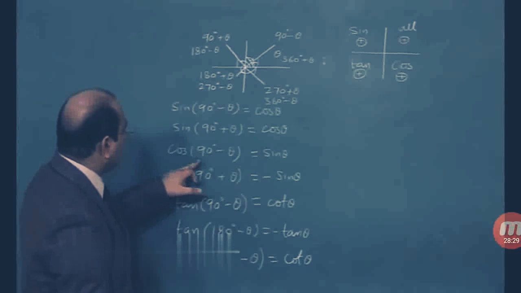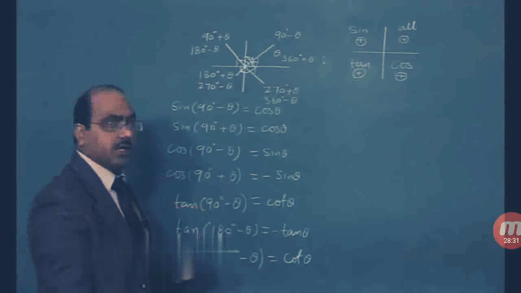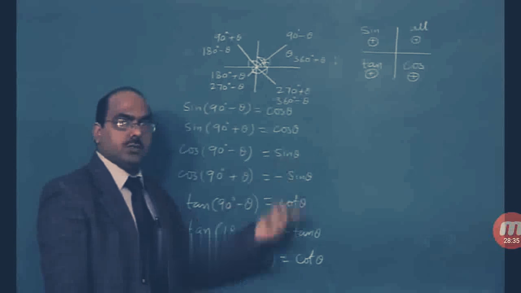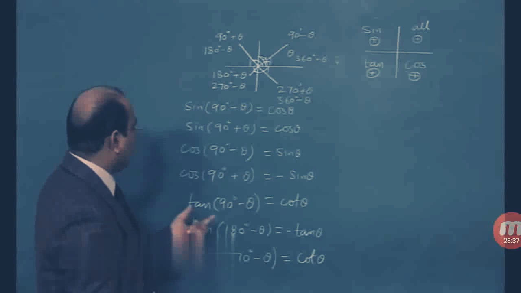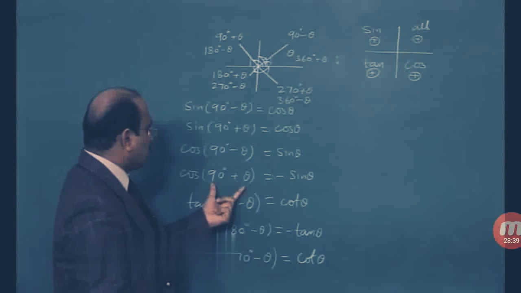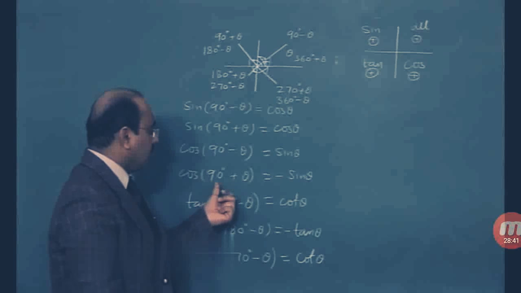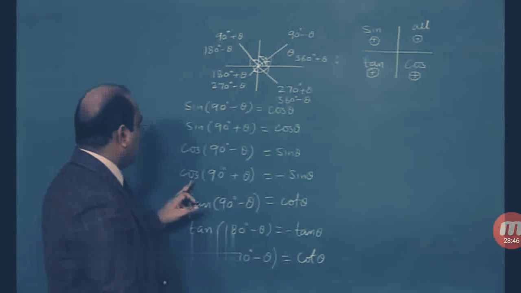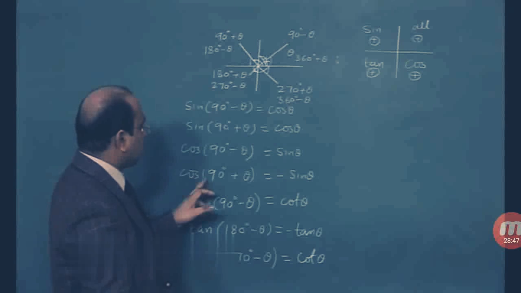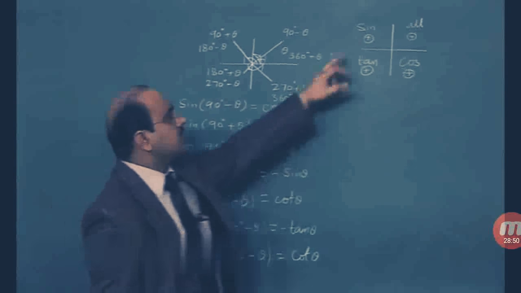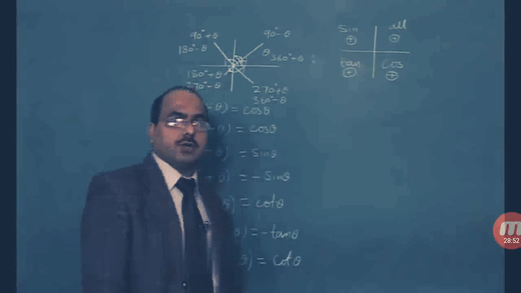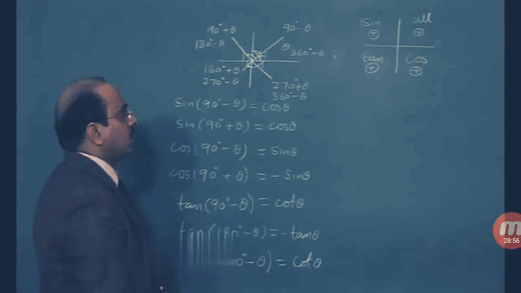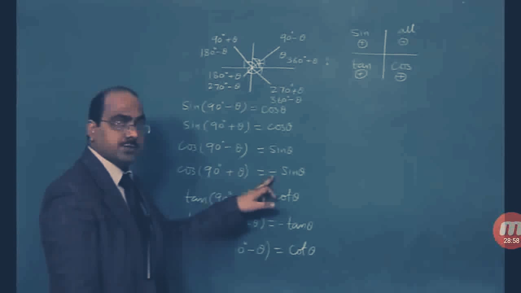In case of this, again 90 minus theta, it is first quadrant, and cos in first quadrant is positive because all the trigonometric ratios are positive in first quadrant. This is cos 90 plus theta. 90 plus theta is the angle of second quadrant. Therefore, cos in second quadrant according to this convention is negative, because in second quadrant sine is positive and tan and cos are negative. Therefore, the result is minus.